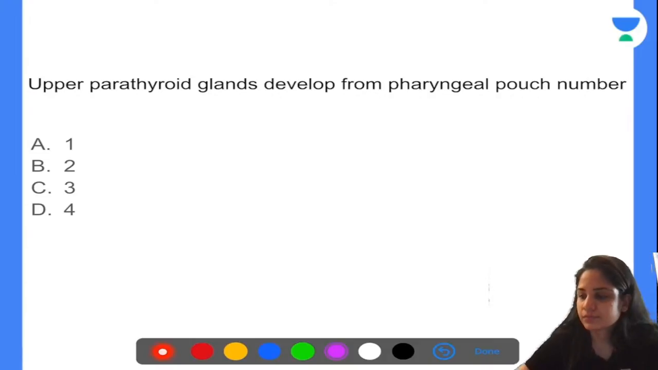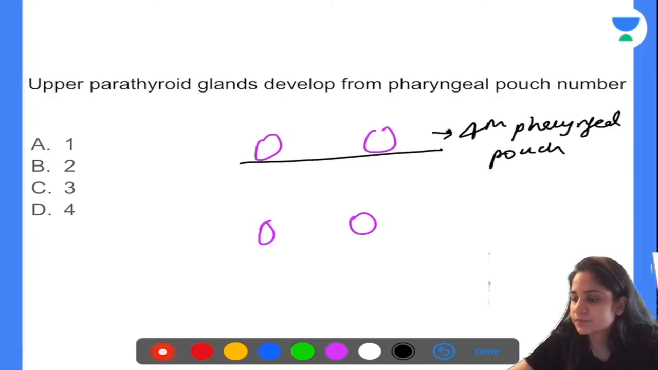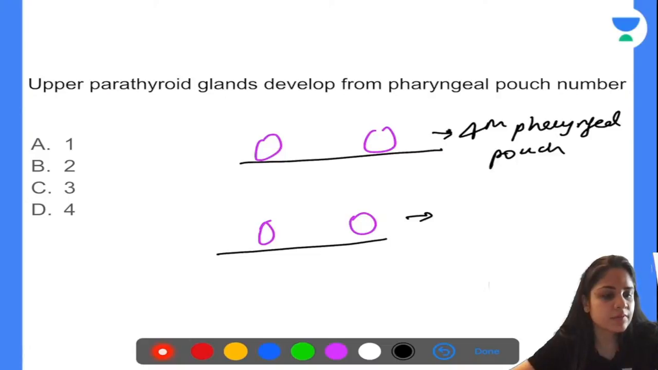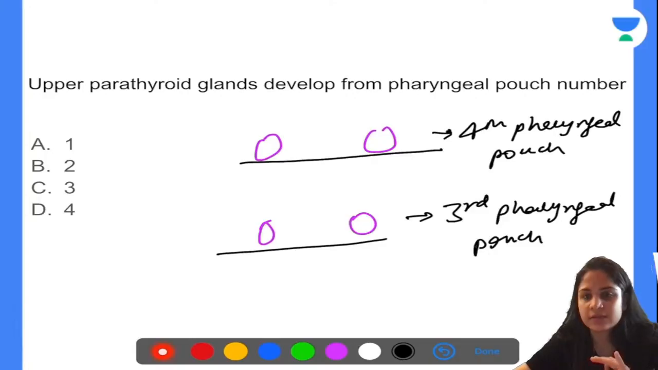Okay, so we have four parathyroid glands. So the upper two parathyroid glands develop from the fourth pharyngeal pouch. What about the lower two? Where do they develop from? Lower two develop from where? Yes, the lower two, absolutely correct, develop from the third pharyngeal pouch. Okay, so upper wala four or niche wala 3 se develop hote hain.